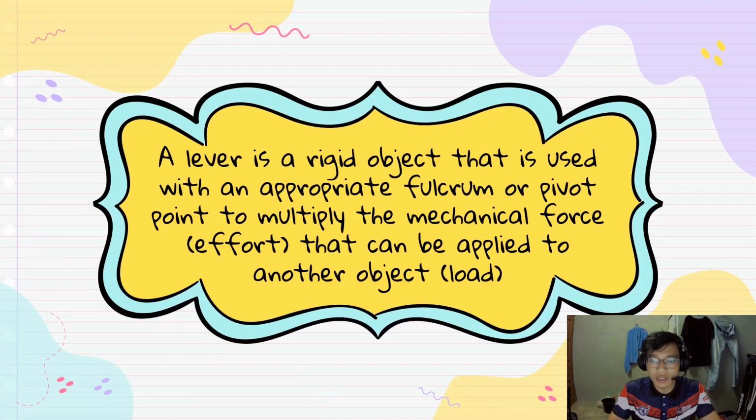So what is a lever? A lever is a rigid object that is used with an appropriate fulcrum or pivot point, or we can call it a central axis of rotation, to multiply the mechanical force effort that we are producing, or it can be applied to another object which is the load. The use of this system can actually make our workout easier. For example, if we are having a hard time doing a bicep curl, with the use of the lever system we can make the bicep curl feel a little bit easier or a lot easier.